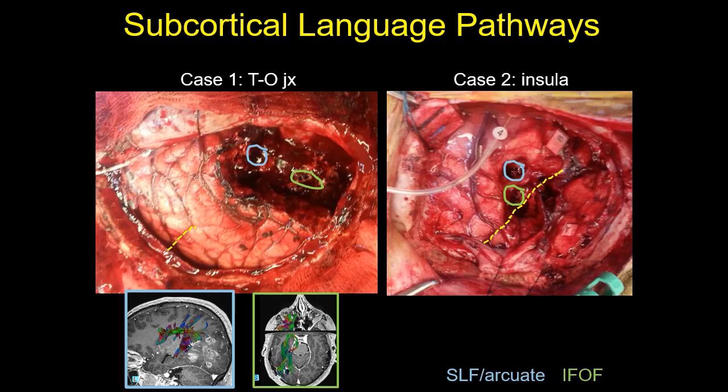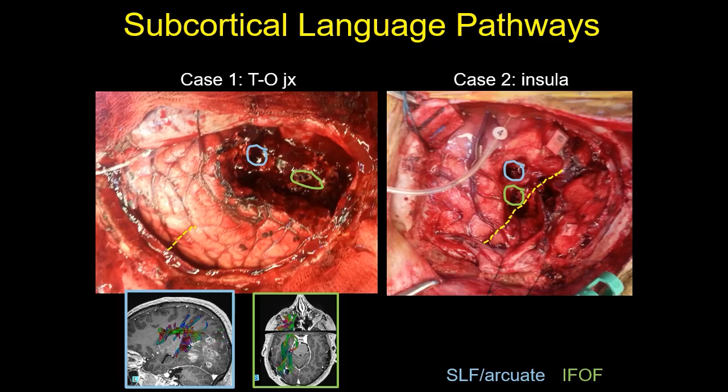Shown here are two examples of positive subcortical stimulation during language paradigms. On the left is a large left-sided temporoccipital tumor, the resection cavity of which is shown here. The resection was halted at its depth due to positive stimulation of the arcuate fasciculus here in blue and inferior frontal occipital fasciculus in green. Shown below are diffusion tensor imaging snapshots of the arcuate and inferior frontal occipital fasciculi as they relate to the high-grade glioma here.